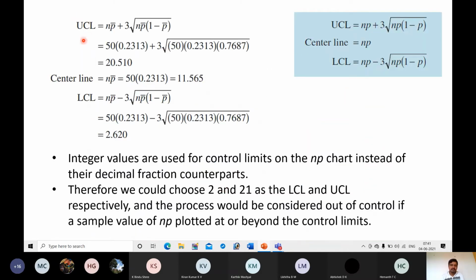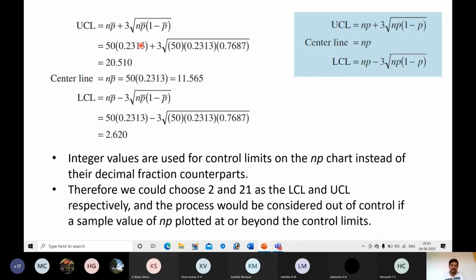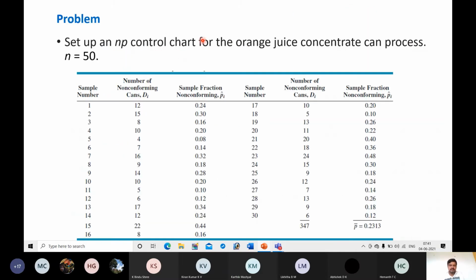Next, again we make use of this equation. So n is 50, P bar calculated here is 0.2313. Substitute in the equation, okay, you will get upper control limit as 20.510, lower control limit as 2.620. So here it is about the number of defectives. NP means the number of non-conforming or number of defectives.